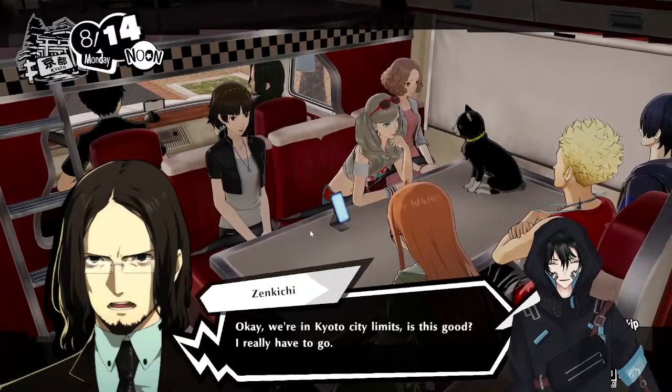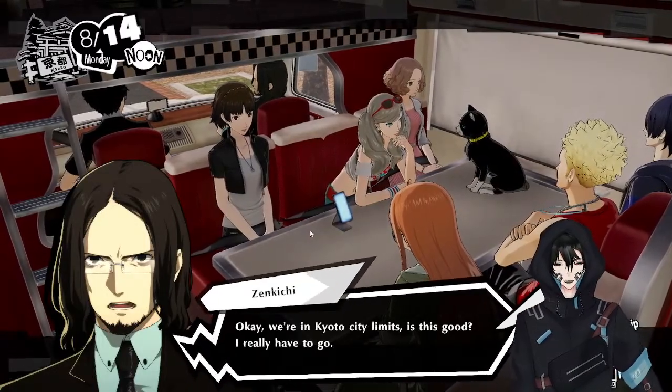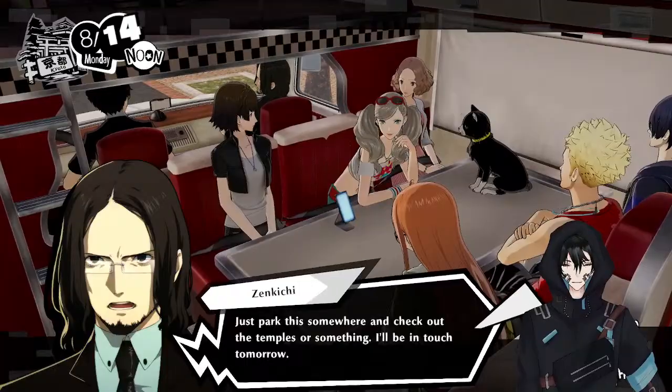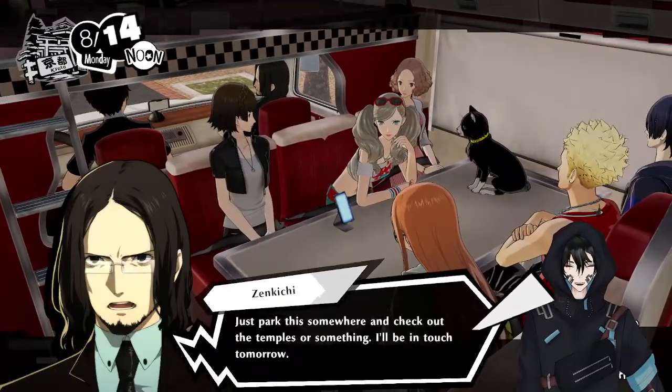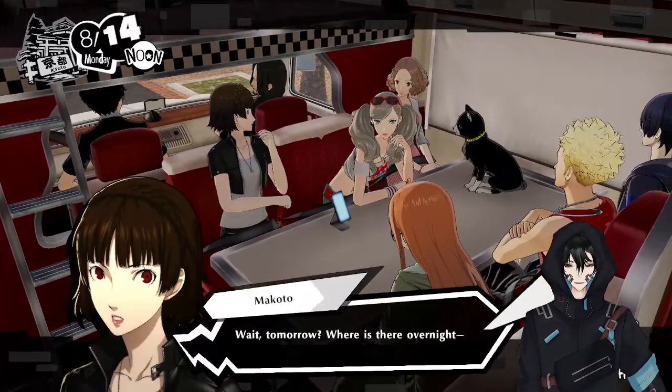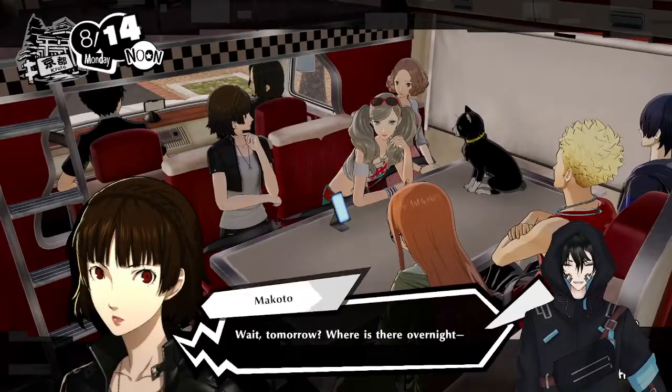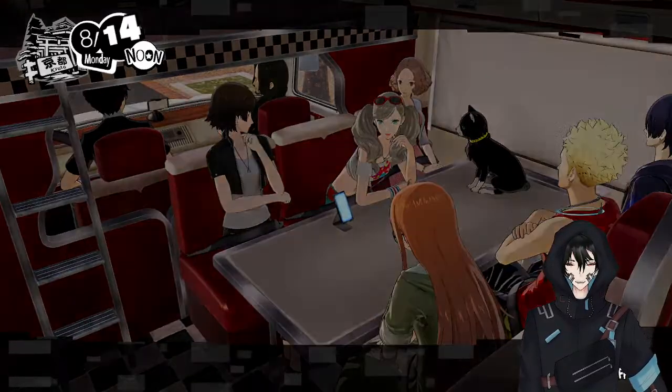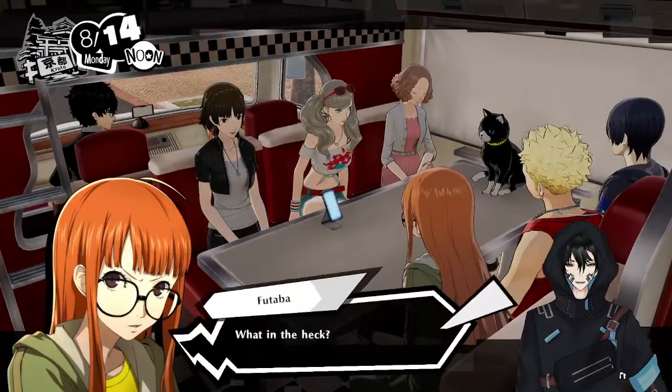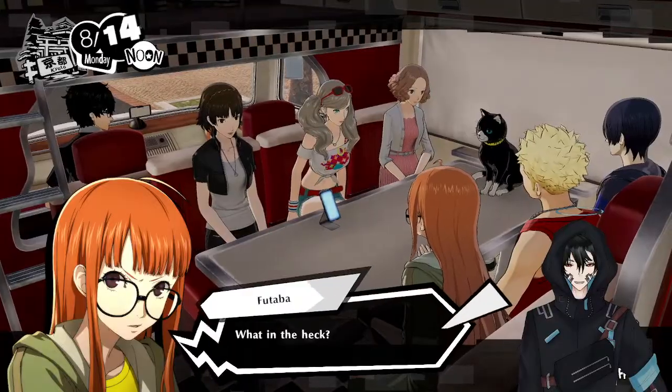Okay, we're in Kyoto city limits. Is this good? I really have to go. Just park me somewhere and check out the temples or something. I'll be in touch tomorrow. Tomorrow? Where's the overnight? What in the heck?